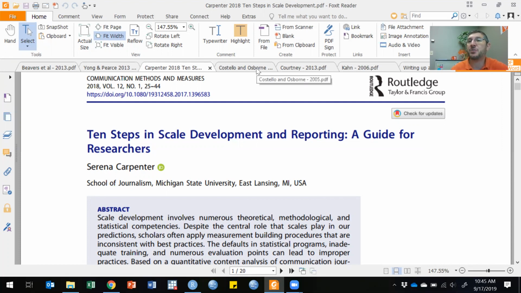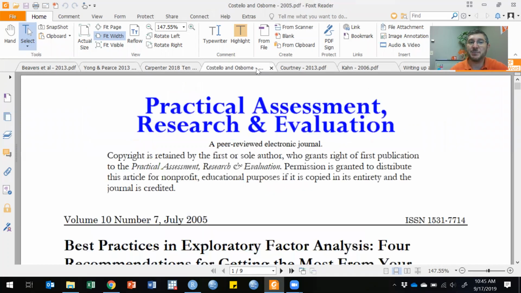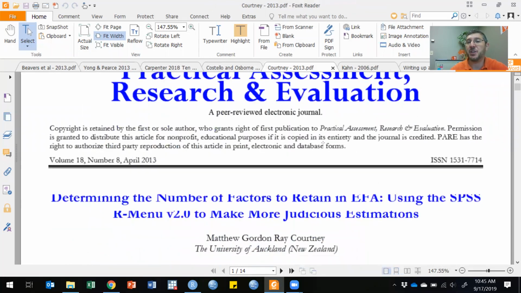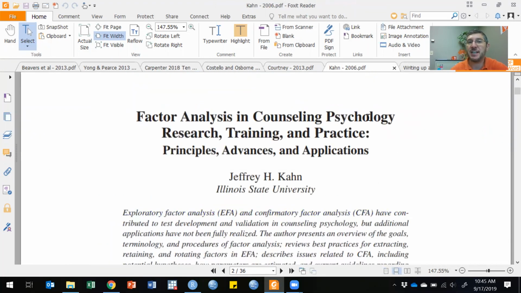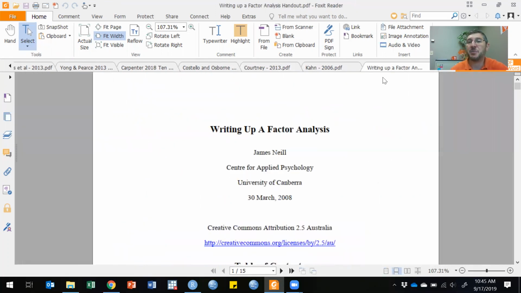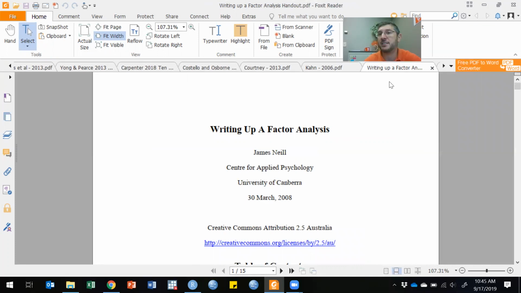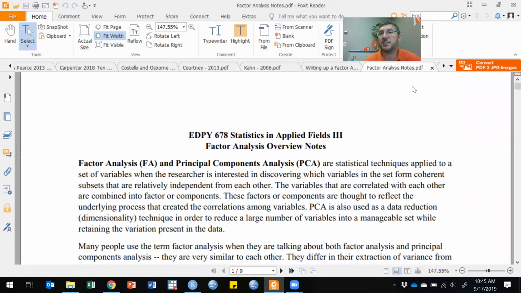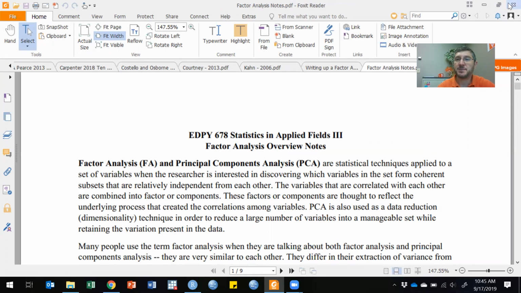And then the other articles are really about specific aspects. Here's some best practices, ideas on determining the number of factors to retain, another general overview of factor analysis. There's something about writing up your factor analysis. And then I've also supplied just some older notes that I have on factor analysis that you can see there too. So be sure to look over all of those things.